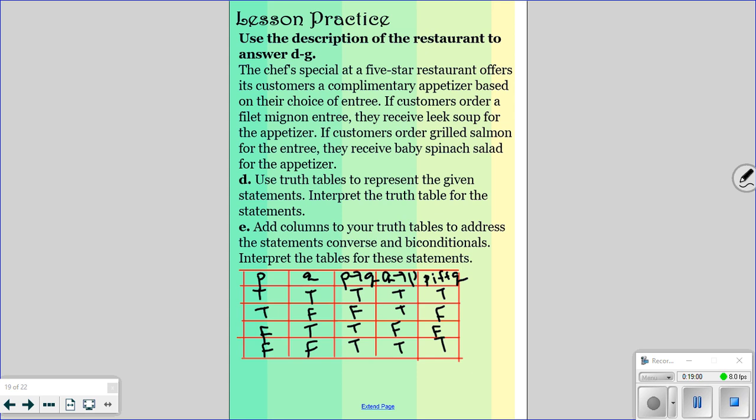And so if you order a grilled salmon entree, or if you order a filet mignon, if and only if you receive leek soup. So that would be the first part.